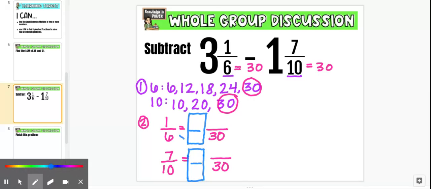Okay, I had to fix that. And then I say 6 times what gives me 30? Well, I know 6 times 5 gives me 30. And when it's a giant 1, the top and bottom have to be the same. So it's going to be 1 times 5. It's going to give you 5.